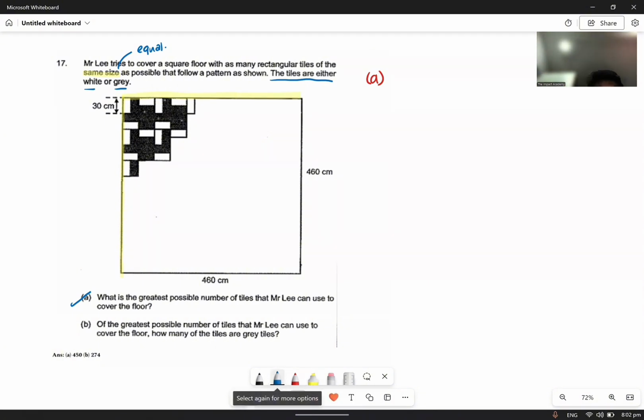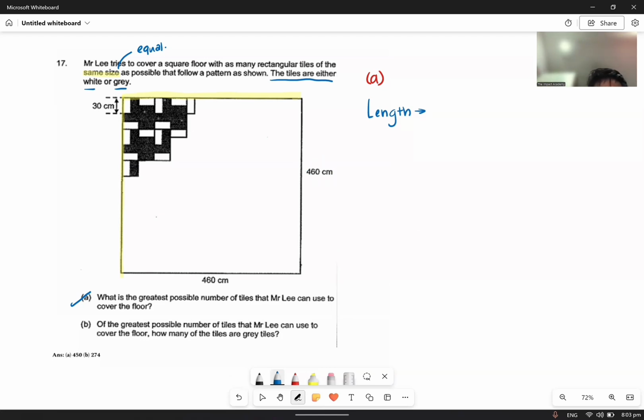So you cannot do area of the rectangular floor divided by the area of the tiles. I apologize one more time. You cannot do area of the square floor divided by area of the tiles. You cannot do that. So what I'm going to do is go part by part. I'm going to find the length first. How many tiles can I fit on the length? Well, you can see that the length is 460, right?